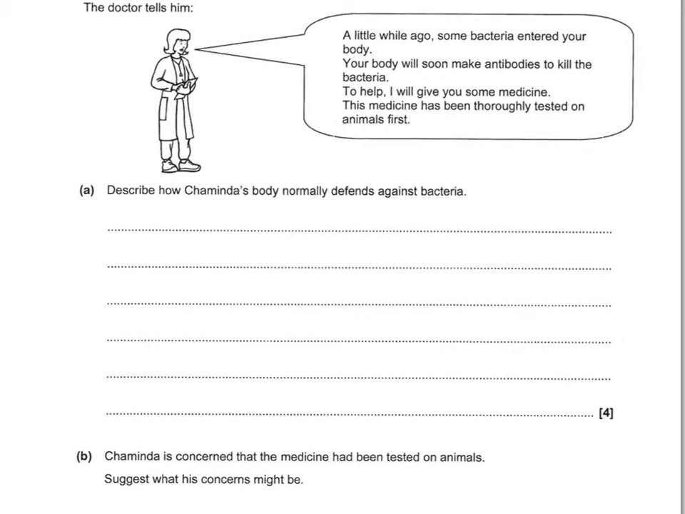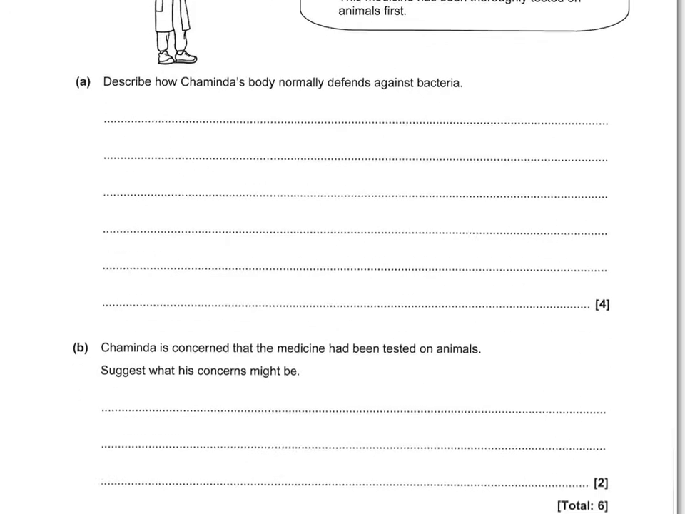So 4 marks here for all the things that the body does. So a mark for saying the skin provides a barrier. A mark for saying that blood clots to prevent entry, cuts. A mark for saying that the bacteria is trapped in mucus in the airways, and another mark for saying it's killed by acid in the stomach. So 4 things there you could have written, which would get you those 4 marks.